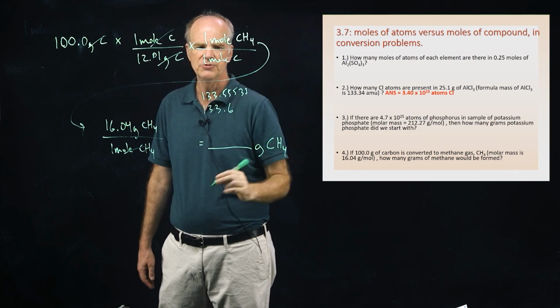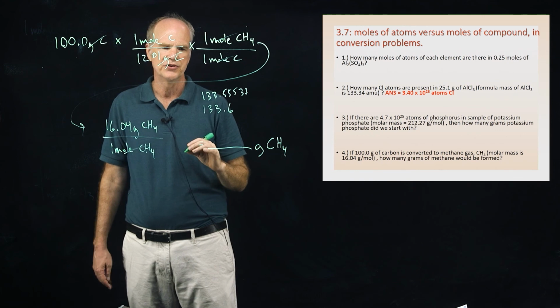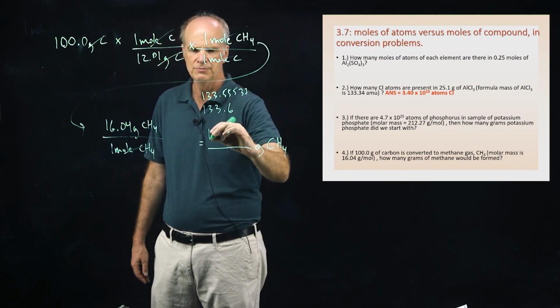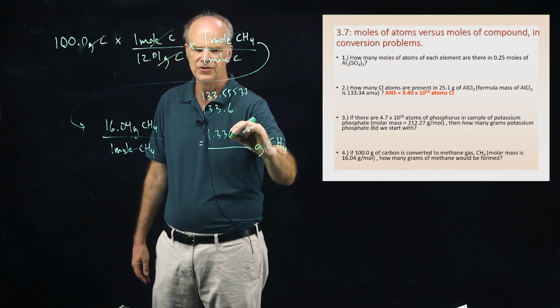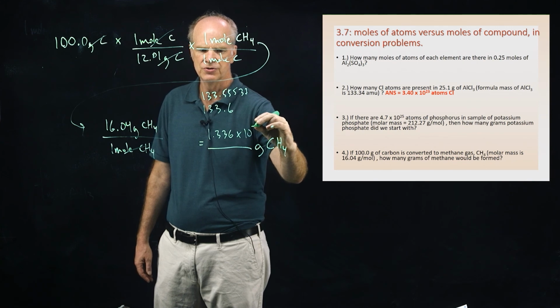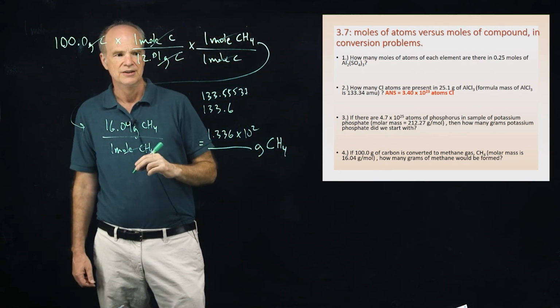So it should be 133.6 grams, or we probably want to convert this to scientific notation, so it should be 1.336 times 10 to the 2 grams of methane.